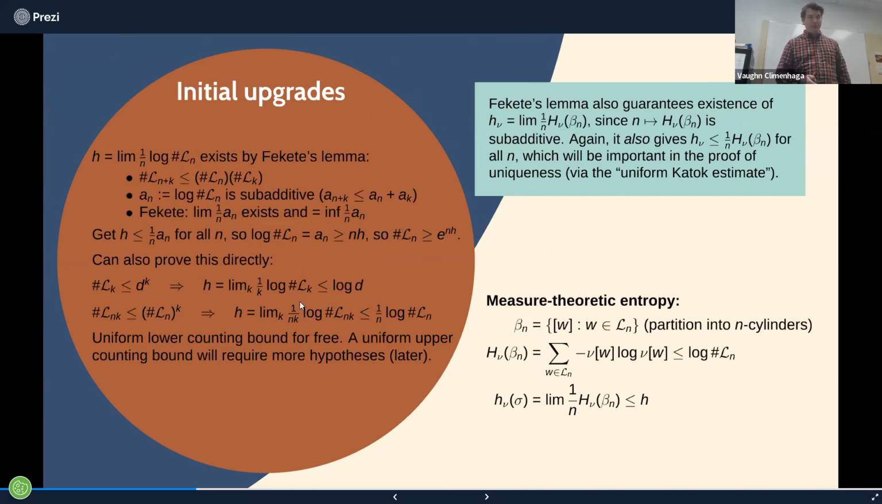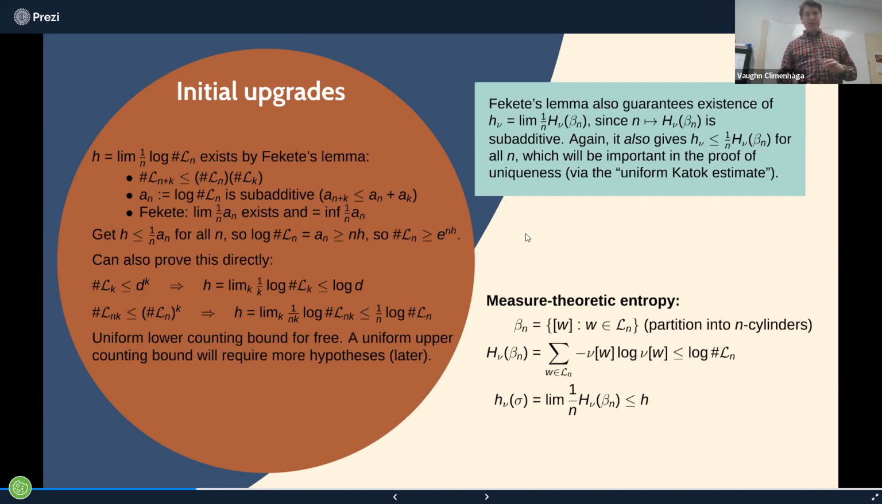I do want to point out that you can actually prove this directly in just a couple lines. So here's an argument of what happens if you take a word of length nk and break it into blocks of length n. You get this upper bound, which is the same one I just proved here. This is actually how you prove Fekete's lemma. This plus a little bit more. And the consequence of all of this is that the uniform lower counting bound that I said we want, you get that for free. Now, if you want a uniform upper counting bound, you need more hypotheses, and we'll talk about that later.